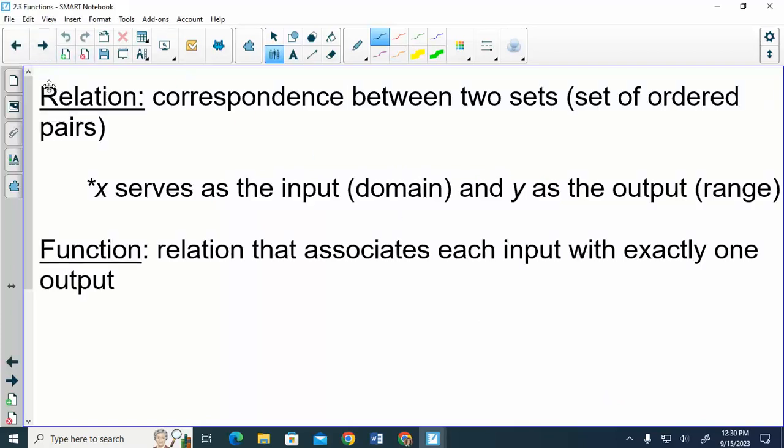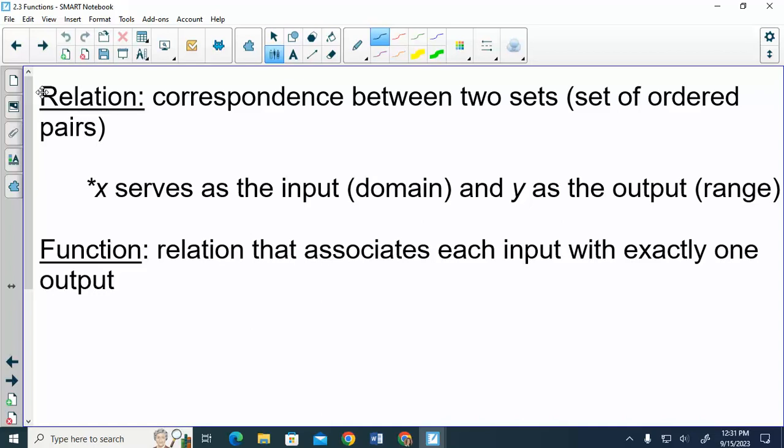So starting out with just some definitions. A relation is just any correspondence between two sets. Okay, we're used to thinking of ordered pairs in math, but it doesn't have to be. It's just any two things that are related. In terms of an ordered pair, x is our input value, which we call the domain, and y is the output, which we call the range.